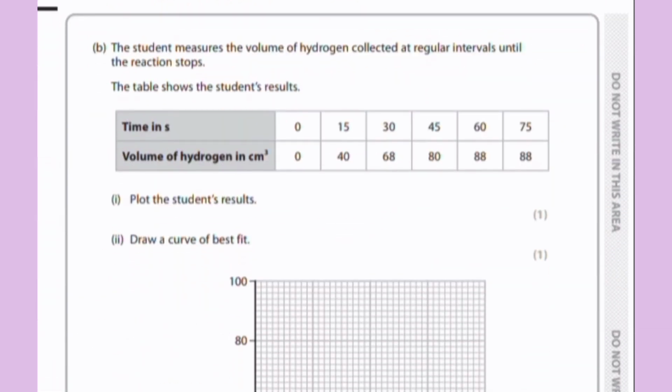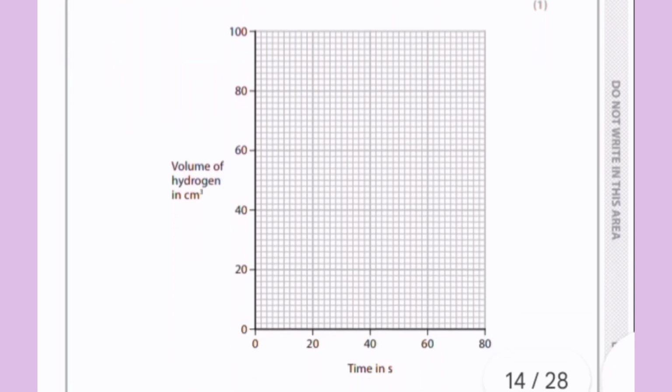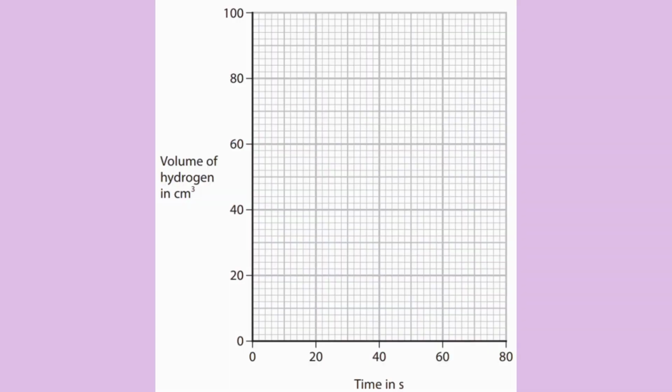B. The student measures the volume of hydrogen collected at regular intervals until the reaction stops. The table shows the student's results. Part 1, plot the student's results. They have already provided us with a graph which has both of the axes already labeled, so we just have to look at the table and plot the values accordingly. As we can see from the table, the time values should be placed on the x-axis and the volume values should go on the y-axis.